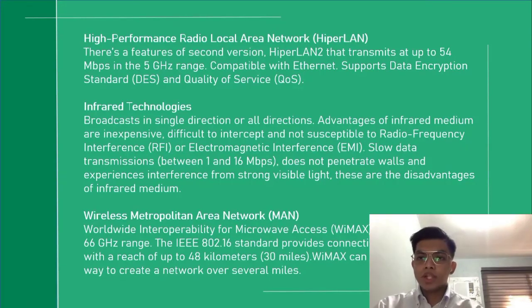Wireless Metropolitan Area Network. Worldwide Interoperability for Microwave Access, WiMAX, operates in the 2 to 66 GHz range. The IEEE 802.16 standard provides connectivity up to 75 Mbps with a reach up to 48 kilometers, 30 miles. WiMAX can be a cost-effective way to create a network over several miles.